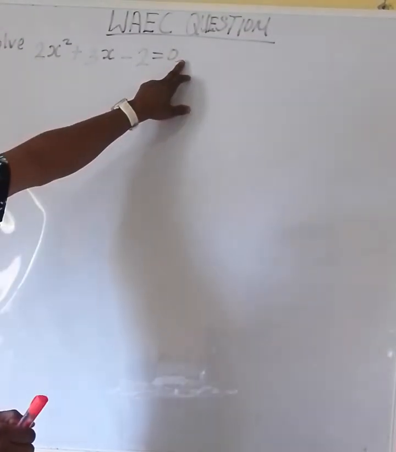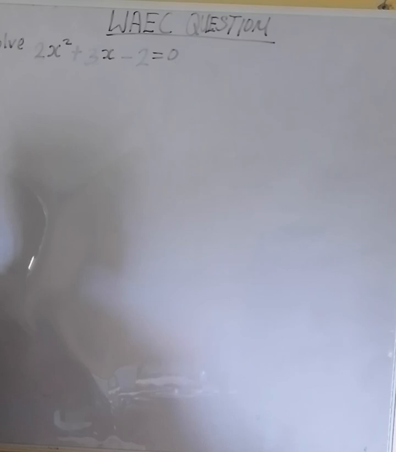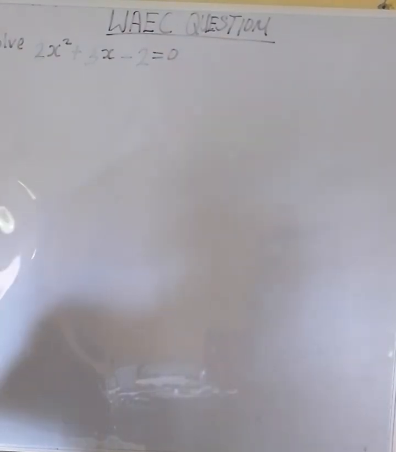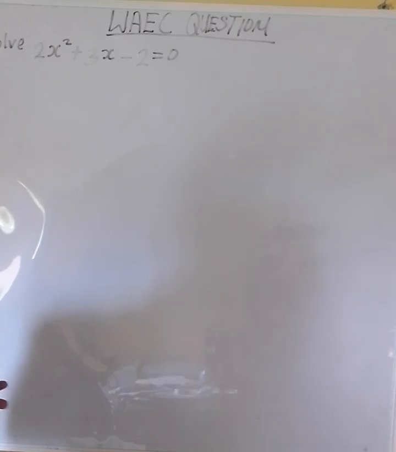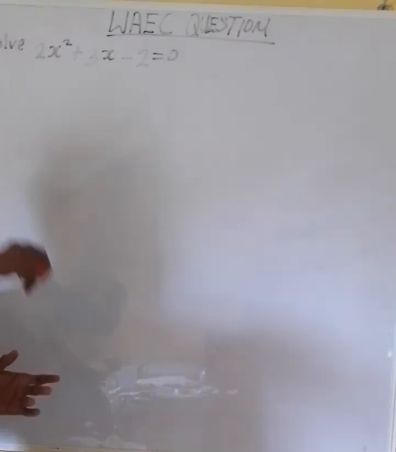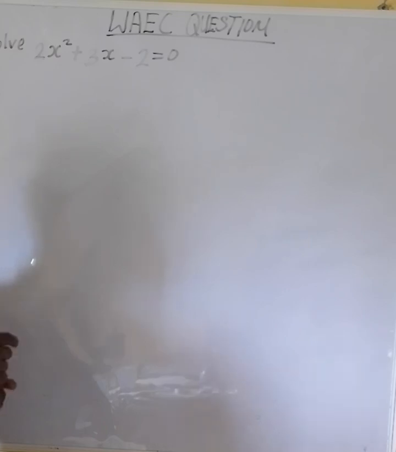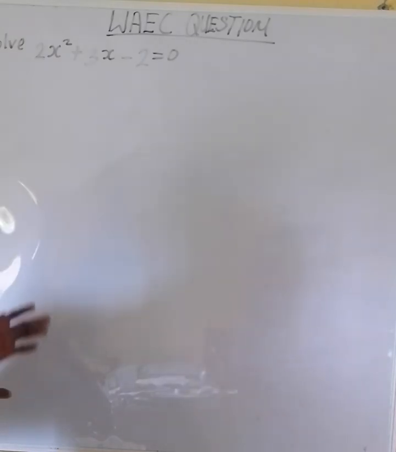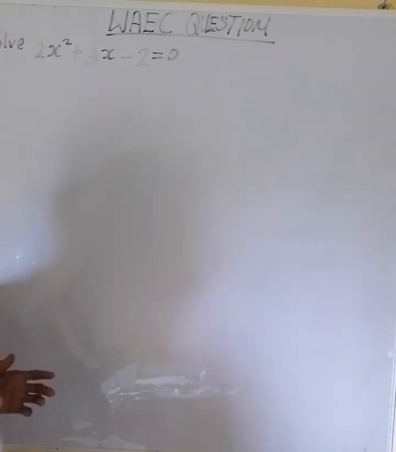We have this quadratic equation to solve. It's a WAEC question. What we are going to do is test if the question is factorizable and use the factorization method. After that, we are going to solve it by the quadratic formula. After the quadratic formula, we are going to solve it by the completing the square method, so that we want our candidates to be able to master the three methods of solving a quadratic equation.